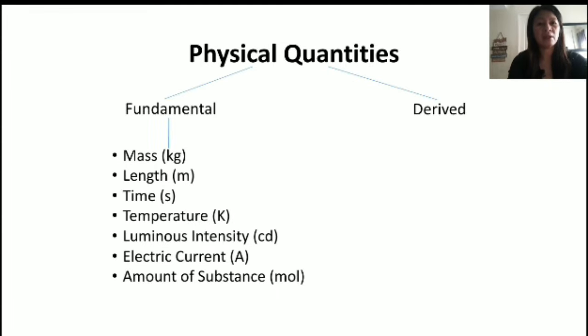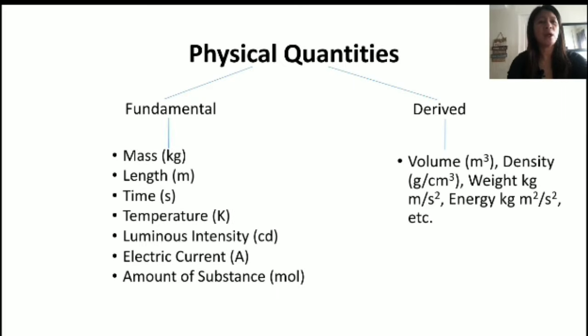Time, we have the second. Temperature may be expressed in 3 scales. We have degrees Celsius, degrees Fahrenheit, and Kelvin. But among the 3, the fundamental is Kelvin. Luminous intensity, candela as the fundamental unit. Symbol is cd. Electric current, ampere or A. And amount of substance, mole.